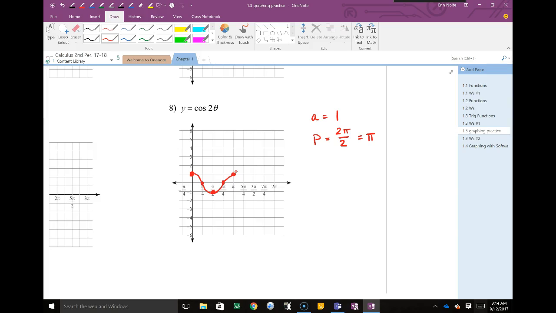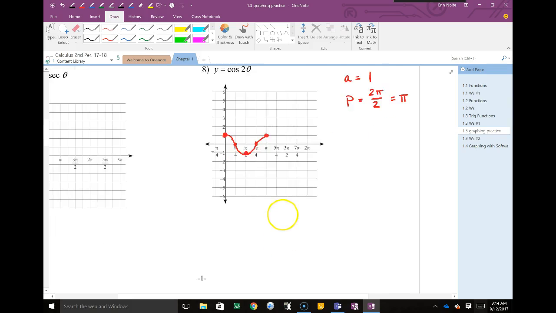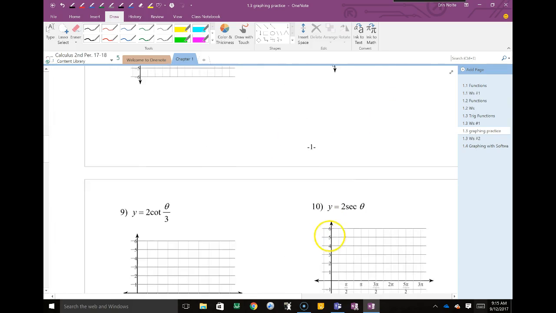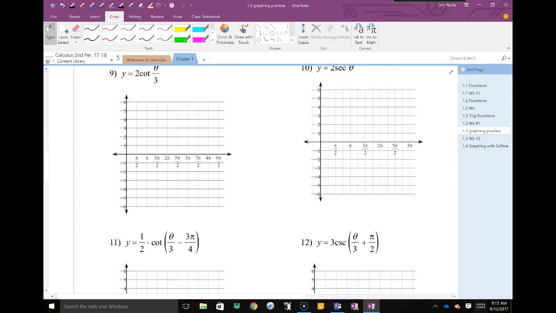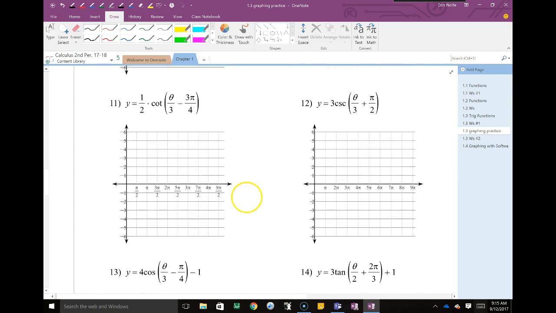Is that pretty easy? Should we do one with a shift? It's too easy for you guys. Let's do a shift. We need a shift in there. Let's do this one. That one looks good. There we go. Now we're getting some good stuff.